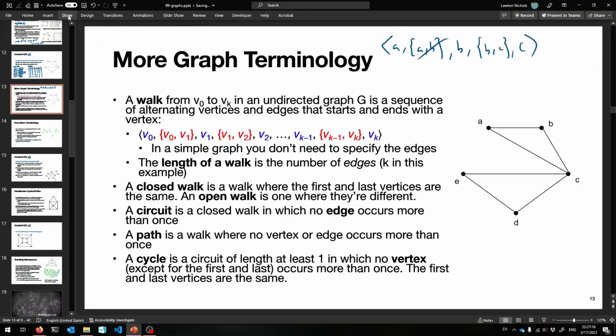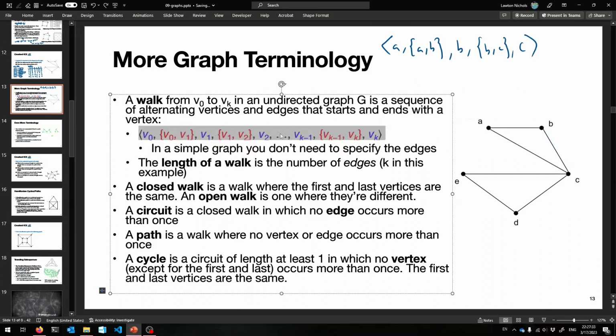This is a simple graph, so technically there's no need to write these edges. It was obvious that there's only one way to get from A to B and one way to get from B to C. The length of the walk is the number of edges you followed. For example, this walk follows two edges, so its length is 2. In this example, you're following K edges, going from V0 to VK.